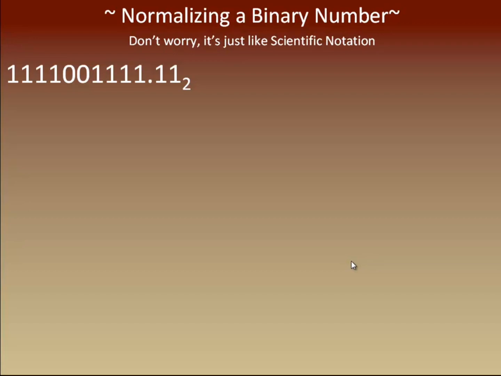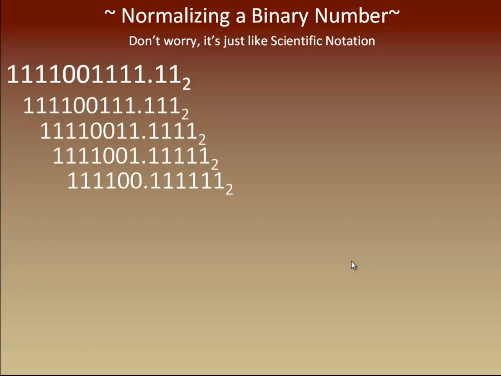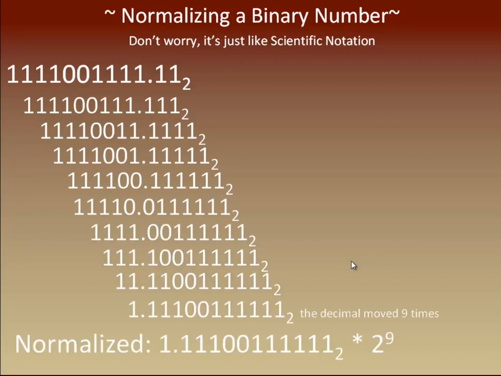We will have to move the decimal to the left 9 times to arrive at our normalized number. And it will look like this: 1.111001111111. And if we add the multiplier to it, it becomes 1.1110011111, I think I've got enough ones in there, times 2 to the 9th power. Notice that the 9 is our exponent, and that is exactly the number of times we had to move our decimal to the left to arrive at our normalized number.